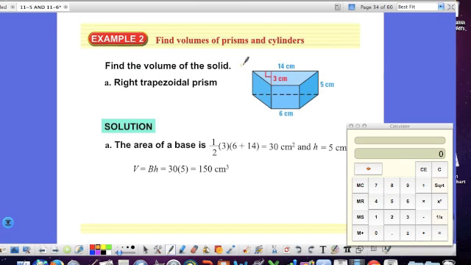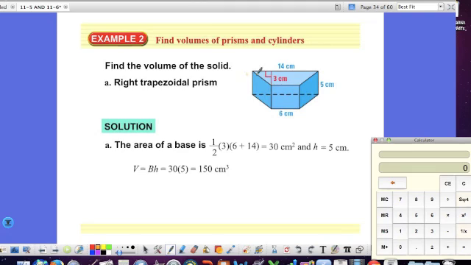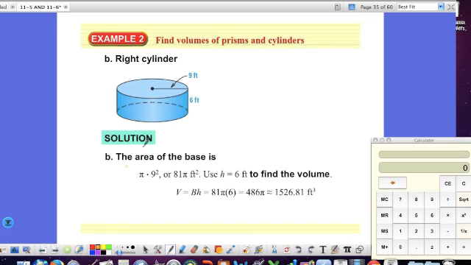So for instance, to find the volume of a right trapezoidal prism, you're finding the area of the base, 6 plus 14 times 3 times a half. That's the same as 1/2. We've done it as 6 plus 14 height, which is 3. And you would get 150 centimeters cubed.